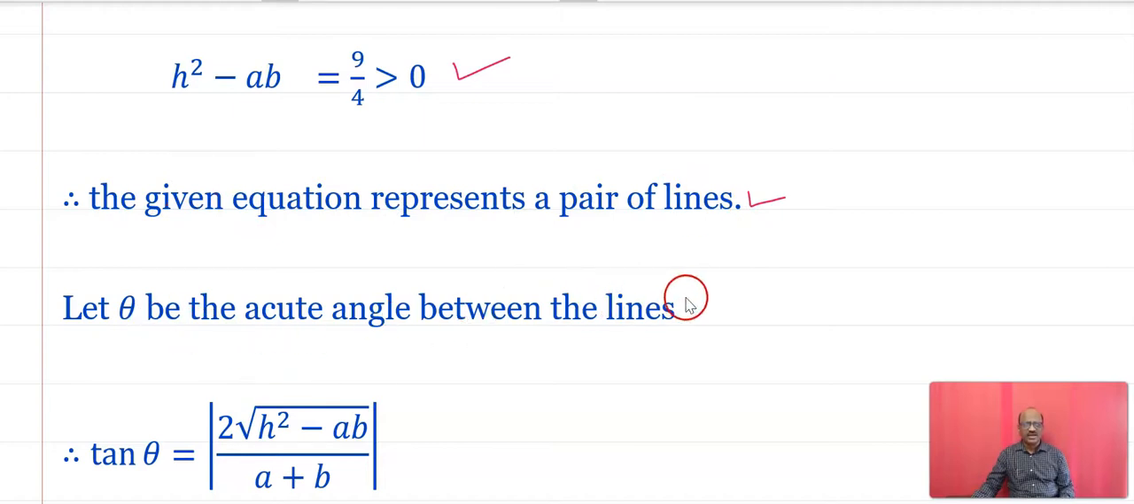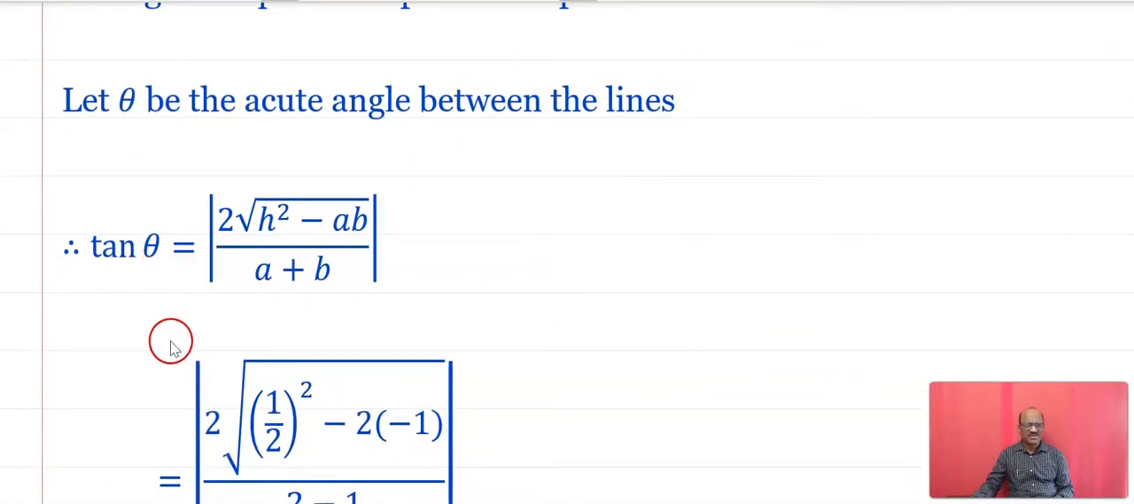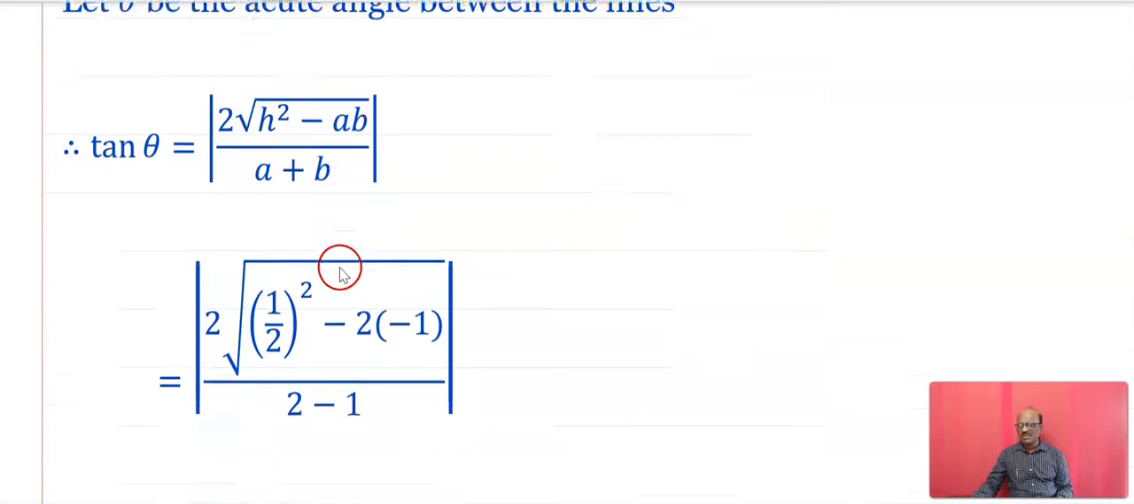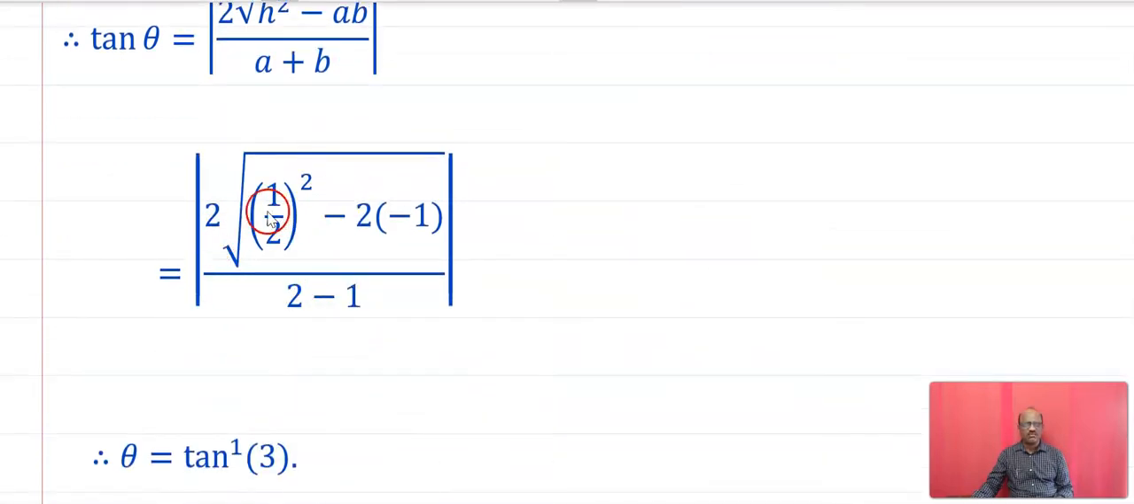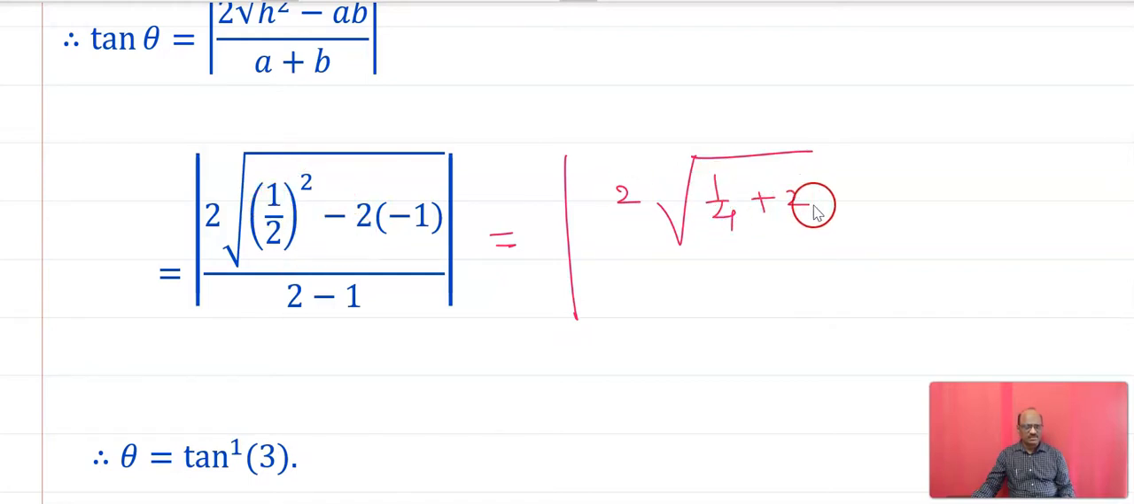Let θ be the acute angle between them, and then substitute, that is tan θ = |2√(h² − ab)/(a + b)|. We will just substitute the values in this, that is 2√((1/2)² − 2 × (−1)) / (2 − 1). And what is here? That is 2√(1/4 + 2) divided by 1.